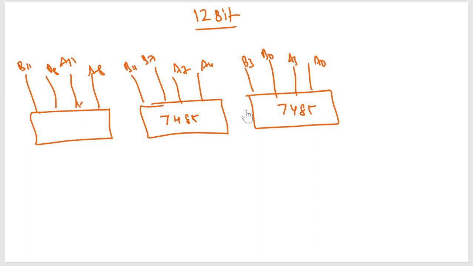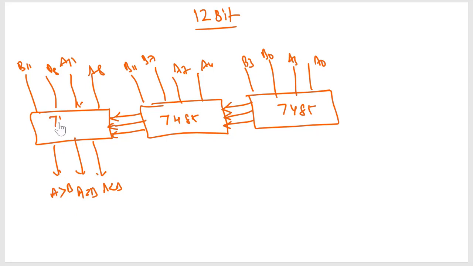Now whatever output you get is cascaded to the next IC, and similarly here also the same thing, and you are going to get the output here, the comparison of your 12 bits, either A equals B or A less than B or A greater than B. This is how you can cascade 3 IC 7485 to get a 12-bit comparator.